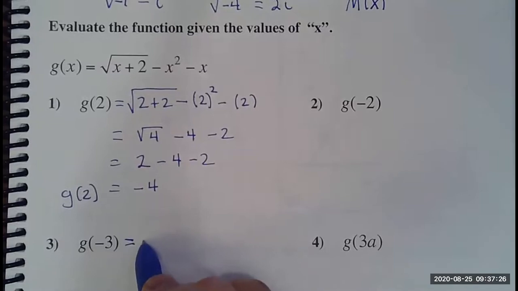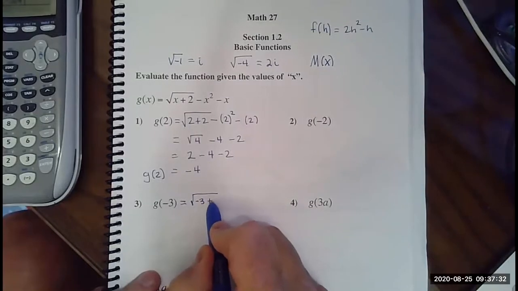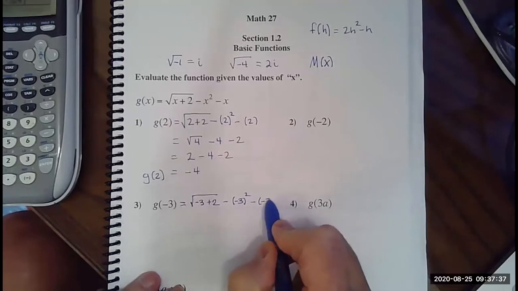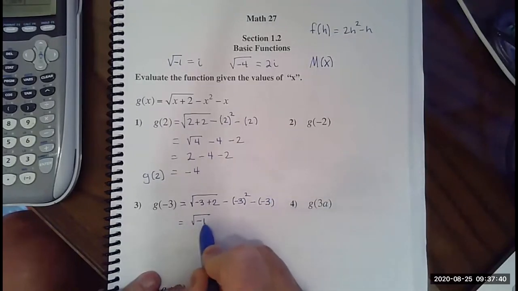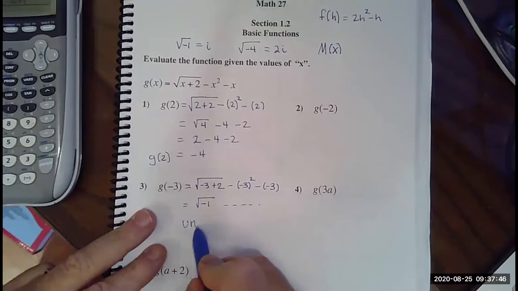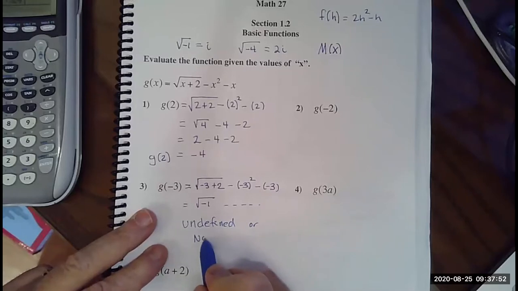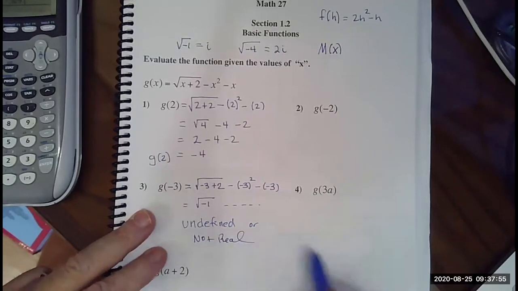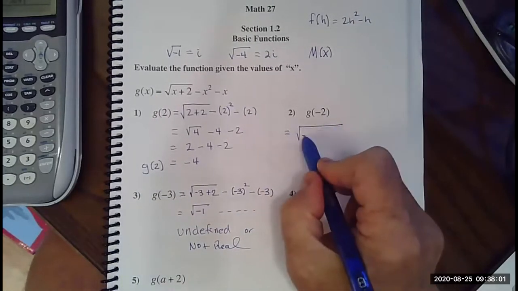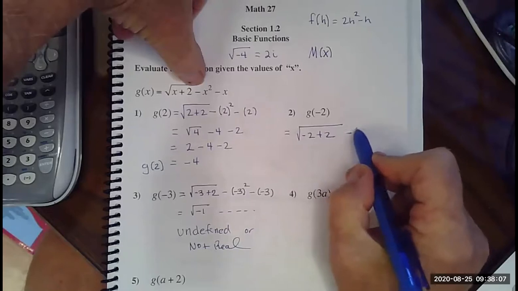This one here, it doesn't matter what happens over here because that is a problem. So you'd say undefined as of right now, or you can say not real. This one was defined, you know, square root. This was negative 2. I'm back over here again, plus 2, and then subtract.